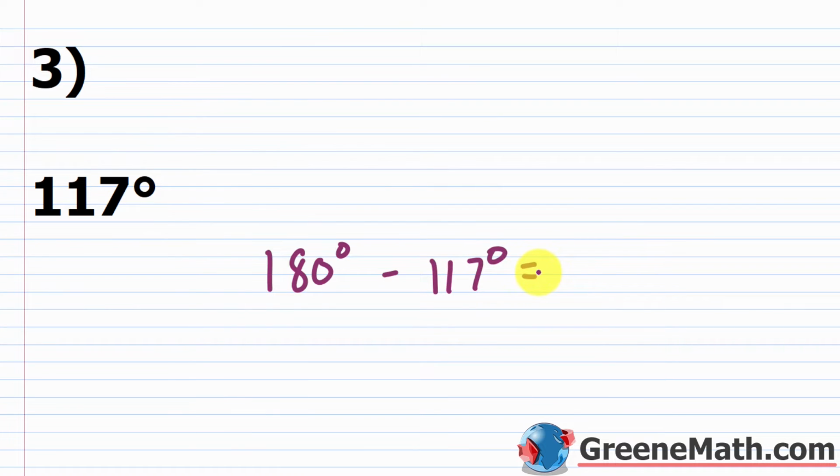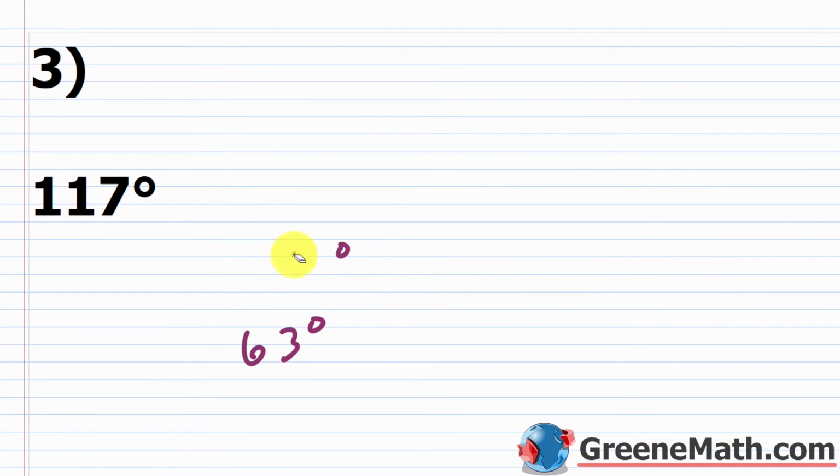If you punch that into your calculator, you're going to get 63 degrees. So again, I'll just write 63 degrees. I'll just erase this and I'll box this off. So these two angles right here would be supplementary angles. Again, they're two positive angles, and the sum is going to be 180 degrees.